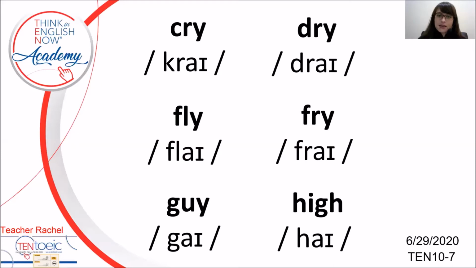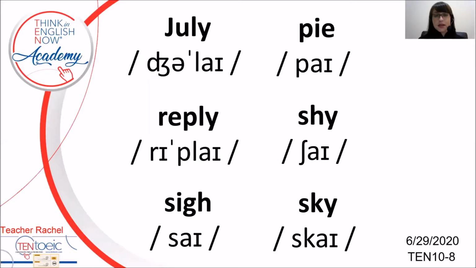Guy. This is another name for a man. Instead of saying he is a man, he is a guy. They both work together. High. So this can refer to distance. For example, the building is very high. So it goes up very much, high. Also, it can refer to temperature. The temperature of the oven is very high. It means it's hot.